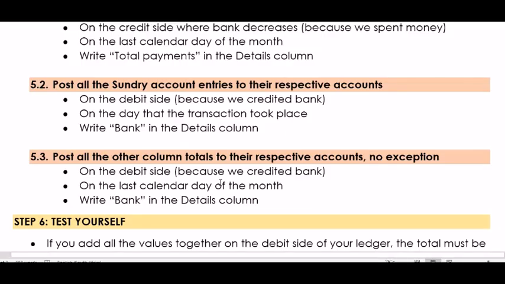Now that we've dealt with all of our sundry accounts, let's look at the last step. It says post all of the other column totals to their respective accounts. The reason why I said post sundry first is because you post them on the days that they take place, and then column totals, because column totals will be on the last calendar day of the month. So you do it in the order of the days of the month. And all of these amounts will still go to the specific accounts. Still on the debit side, you will still write bank CPJ. It's just now on the last calendar day of the month.